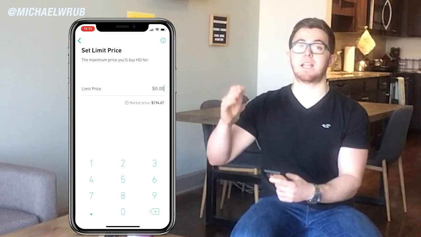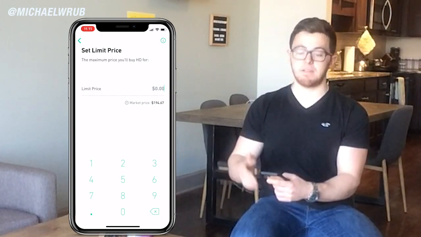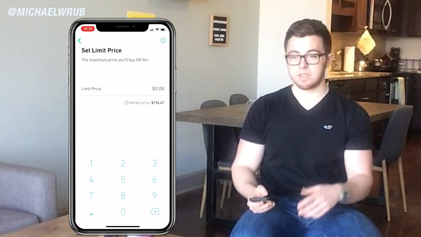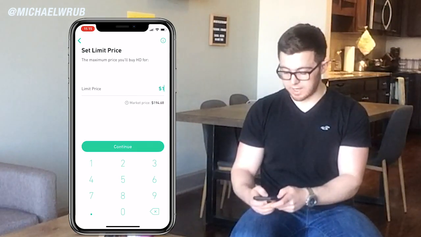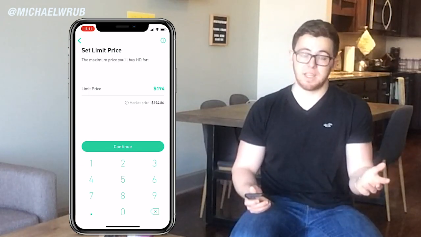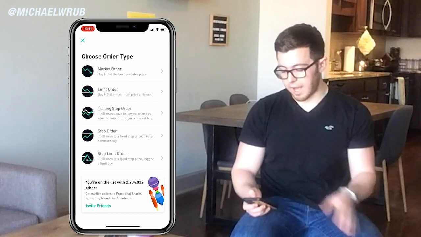If the price of the stock never goes below $194, your limit price, then you'll never be able to get the stock. You could have to cancel the order and place a new one, but this particular order would never go through. So if I said $194 and the price never went below $194, this order wouldn't be placed. So those are the two options I'll go over today.